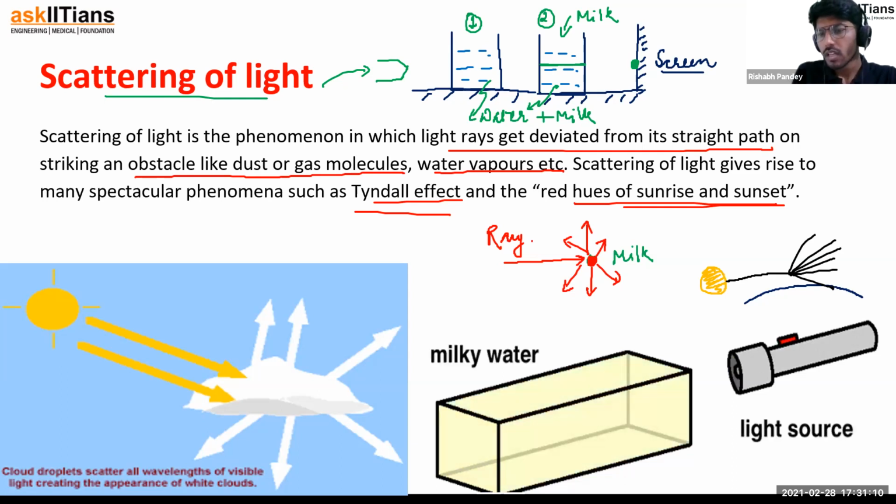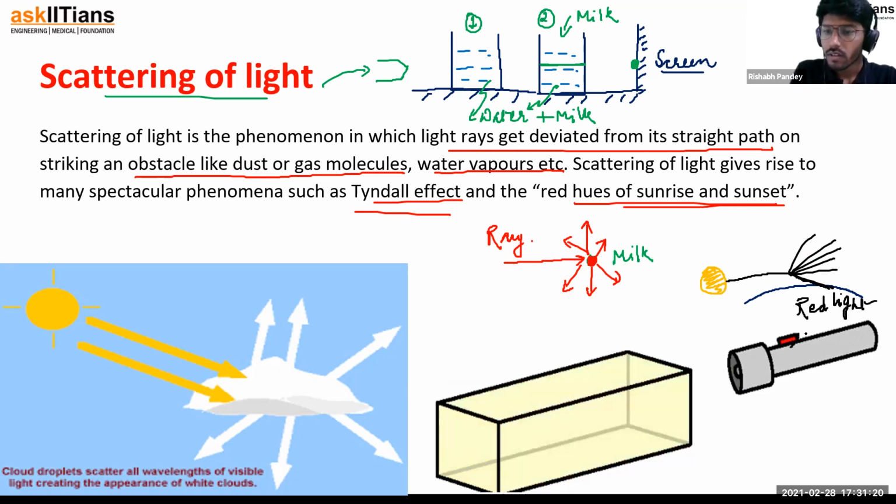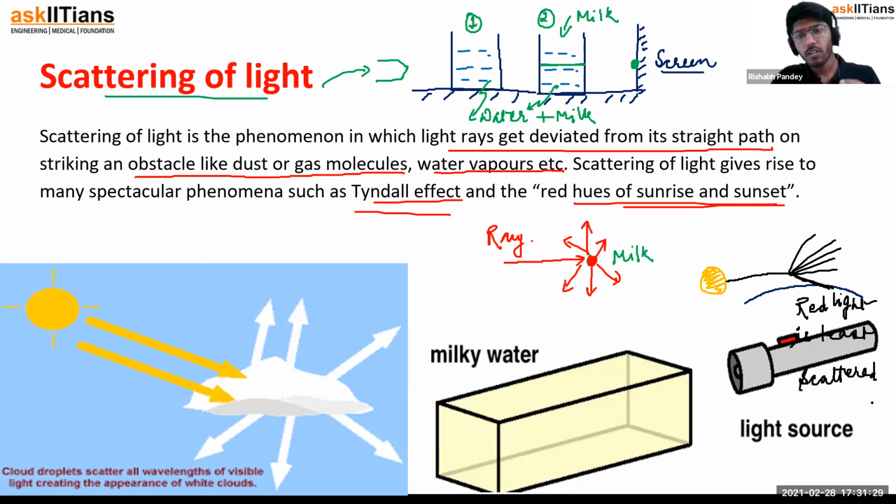VIBGYOR. Now, which is least scattered? Red light. Red light is least scattered. So due to the least scattering of the red light, the minimum deviation is basically taking place, right? The minimum deviation is taking place by the red light. Other lights are going above us.